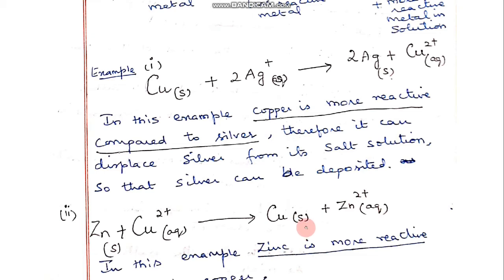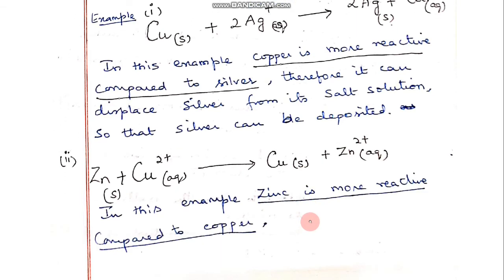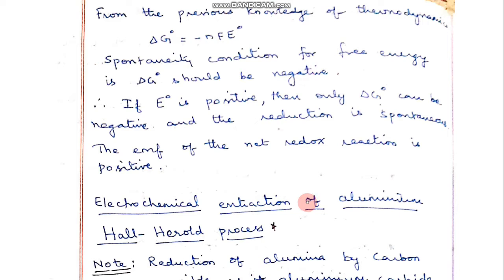We are suddenly talking about EMF here because we are going to move on to the next step. As you all know from thermodynamics, which you learned in 11th standard, ΔG° = -nE°. And you have learned the spontaneity condition for free energy: ΔG° should be negative, and only then is it spontaneous. If I want this free energy to be negative, then I want the EMF to be positive. Then only the free energy value can be negative and the reaction can be spontaneous.